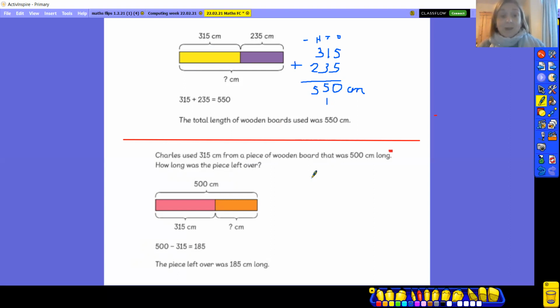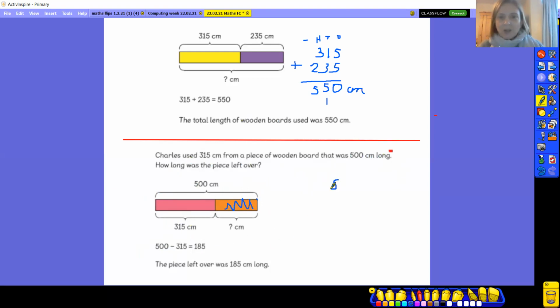Easy, I hear you cry. Well done. So let's have a look at the next challenge and see if it's a bit harder. So Charles then used 315 centimetres from a piece of wooden board that was 500 centimetres long. That's a bit like the challenge question, isn't it? How long was the piece left over? So when he had his piece of wood, it was originally 500 centimetres, so it was this long. Then he's cut off this bit here, which is 315 centimetres. We need to find out how long this part is, how many centimetres that is. So to do that, we need to do 500 subtract 315. So there's the number sentence there, but it doesn't really show you how to do it.